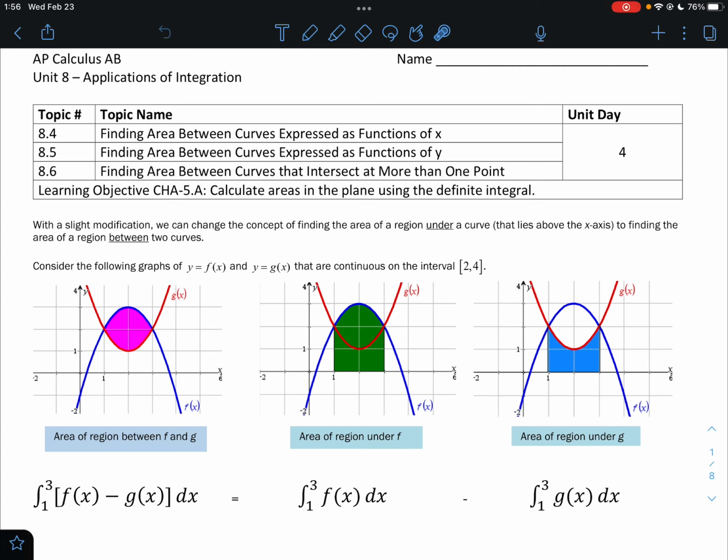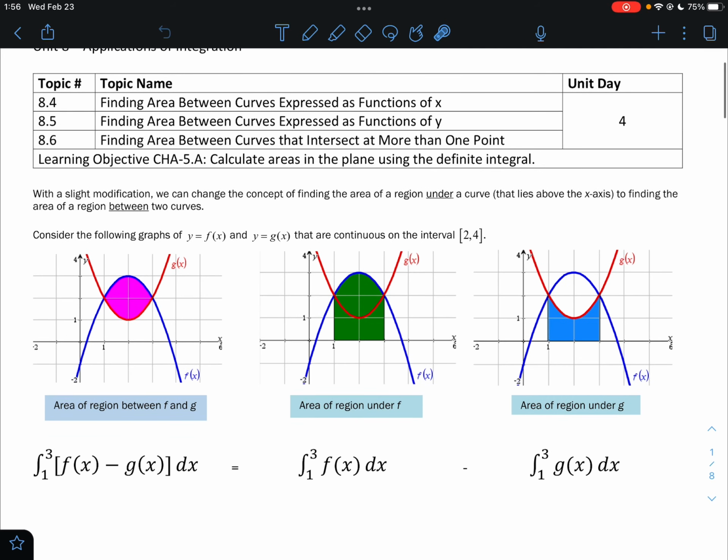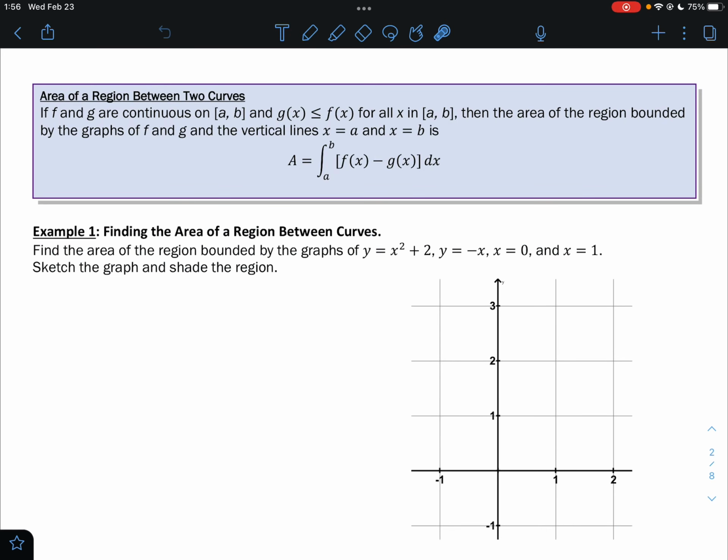So this is an area between curves that we're trying to find here, okay? We know how to find the area under the blue graph. We know how to find the area under the red graph. And what I'm trying to show here is if we take the area under the blue graph and subtract the area under the red graph, we would get what's left in between there, which is that pink area right there. So basically, to sum up, what we're going to want to do here is subtract areas between two functions.